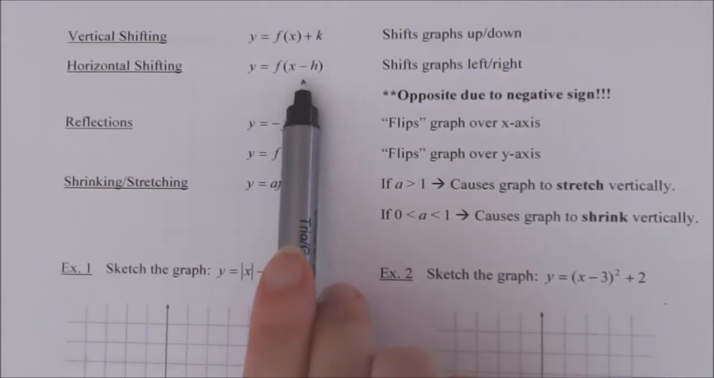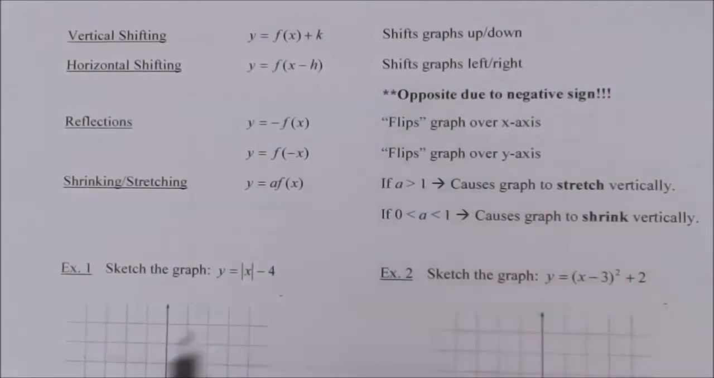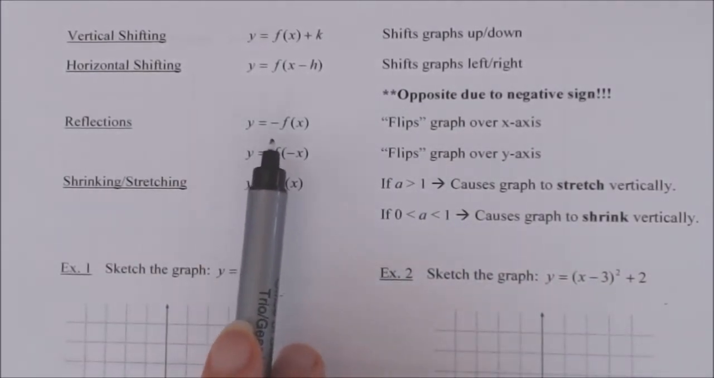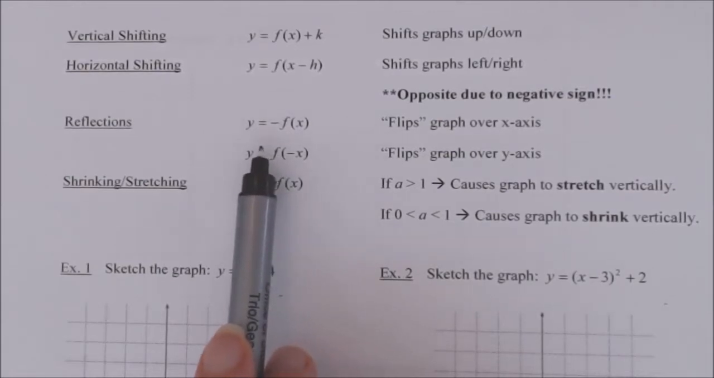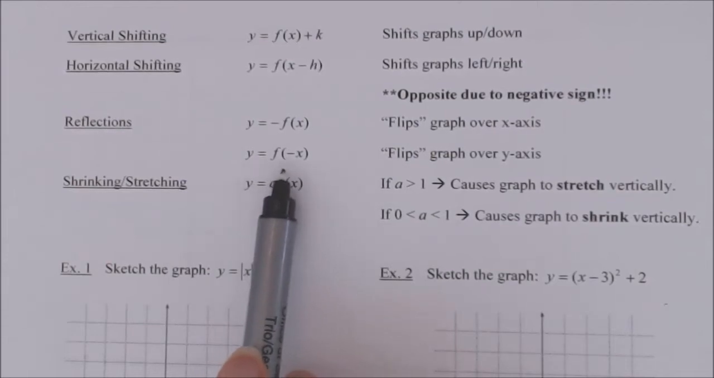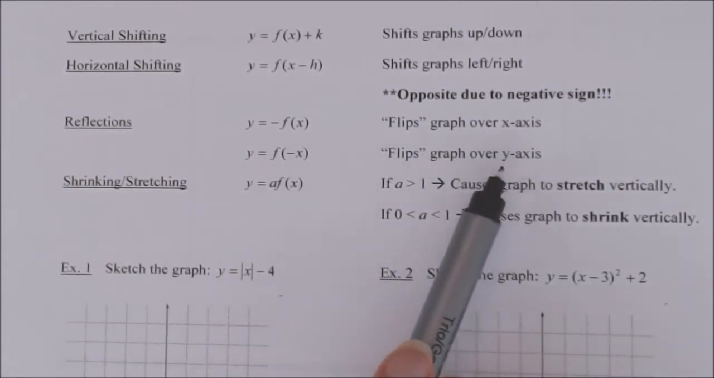If it were x plus 3, it would actually move it to the left 3 units. That's the only one that's opposite that you have to worry about. Reflections: if there's a negative in front of the function, it's going to reflect it over the x-axis. If there's a negative in front of the x on the inside of the function, it's going to reflect or flip it over the y-axis.